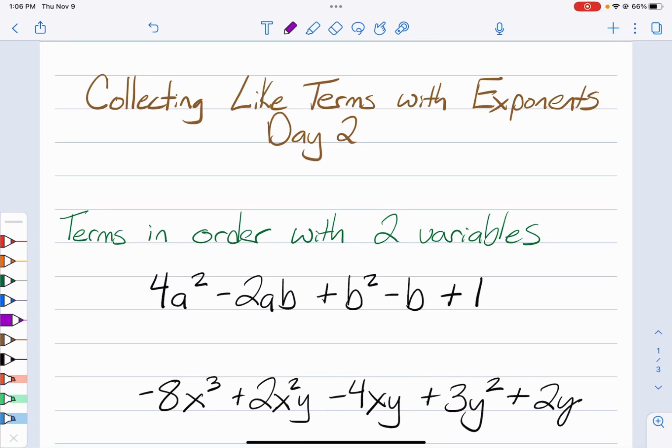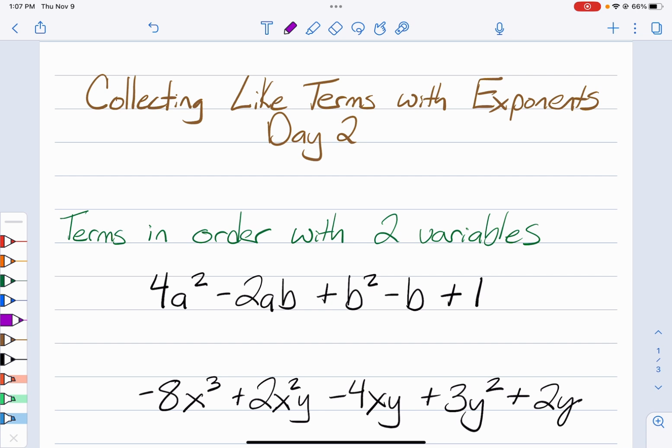Hello everyone. Today we are on day 2 of collecting like terms with exponents. But what we need to talk about today is what do we do when there are two variables? So maybe a problem has x's and y's, maybe the x's and y's are multiplied together, maybe they have exponents. What do we do? Well, we have two examples here in which these terms are actually in order in terms of the two variables. So let's talk about why these two problems are in order.